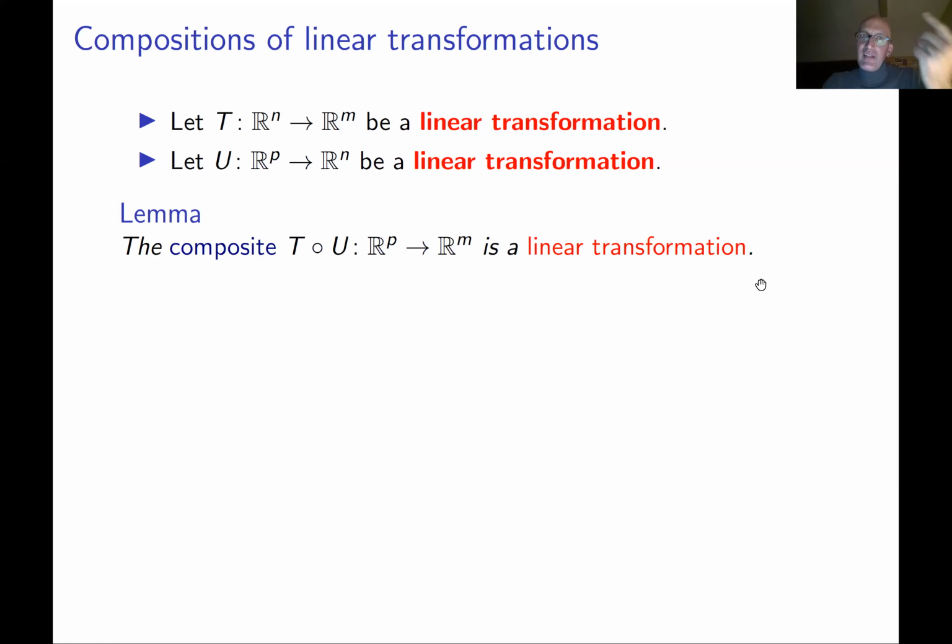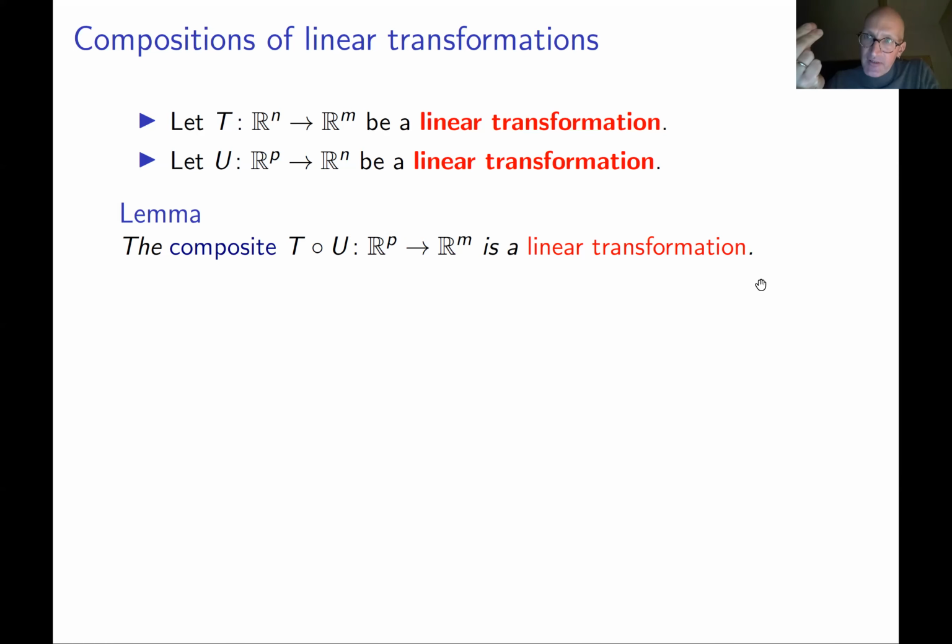Similarly, linear transformations we can compose. So we know that the composition of linear transformations is a linear transformation, and this is stated by this lemma. This lemma basically tells you that the composition of linear transformations is a linear transformation. How to prove it? First of all, before proving this, let me give you an intuitive explanation why this is the case.